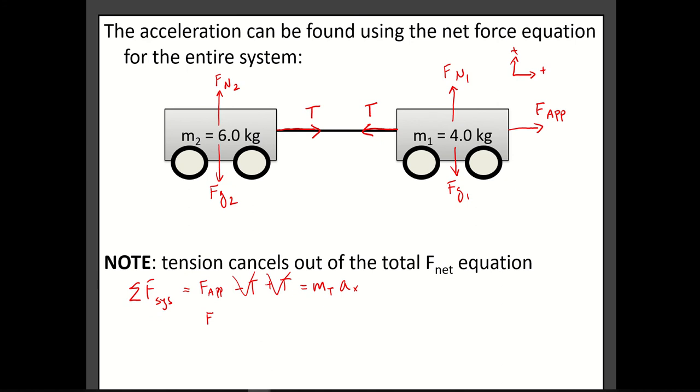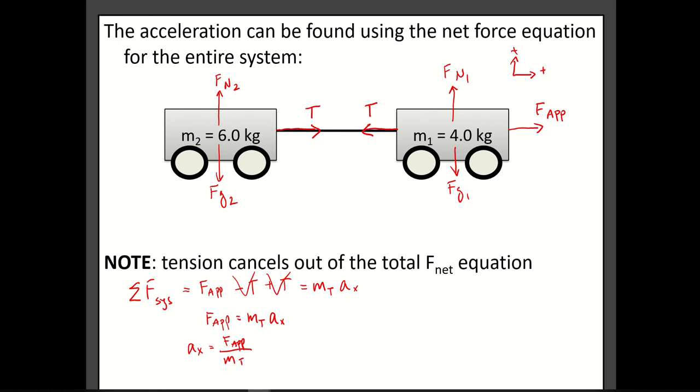So again, our force applied equals the total mass, so mt, times the acceleration. Now we do know the mass of each cart, and we do know the force applied. So we can find the acceleration of the system by just rearranging this for A. So A is going to equal the force applied divided by the total mass.